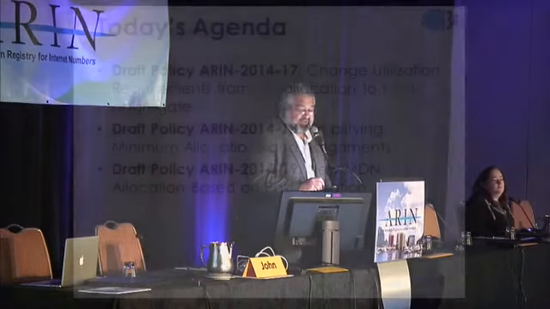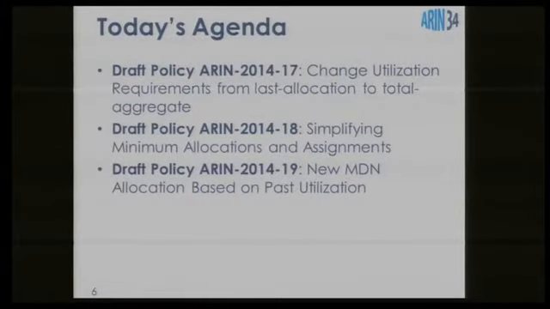Today's agenda, we're going to pick up with the board and the AC election procedures and then candidate speeches. And we're going to have a software development update. We also have a bunch of policies. Draft policy 2014-14 and 2014-20 regarding removing needs verification. ARIN draft policy 2014-1 out of region use. 2014-16 austerity policy update. We also have 2014-17 on utilization requirements to total aggregate. 2014-18 on simplifying minimum allocations and assignments, and 2014-19 on allocation based on past utilization.